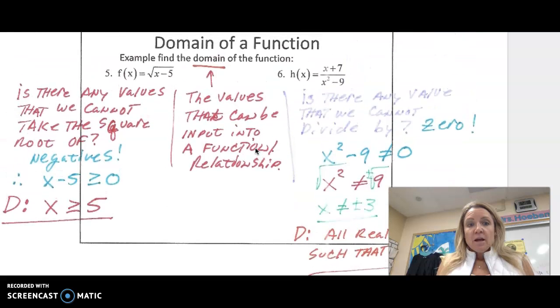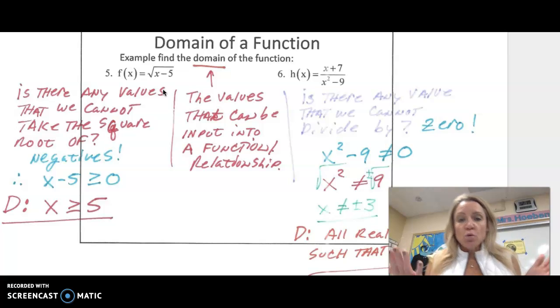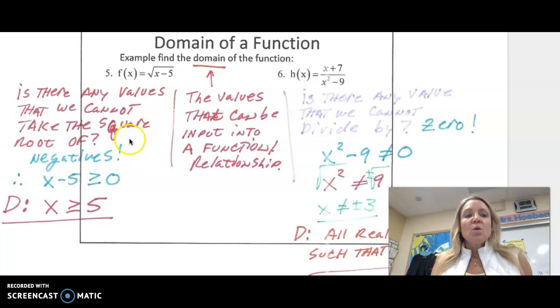All right. Now they're going to ask us for the domain of the function. For number 5, we've got the function f of x is equal to the square root of x minus 5. What do they want us to do? They want us to say, is there any value that we cannot take the square root of? Something that would make this negative, right? Because if you have a negative number under the radical, it's no longer a real number. It's going to be imaginary. So for right now, we need to keep it positive.